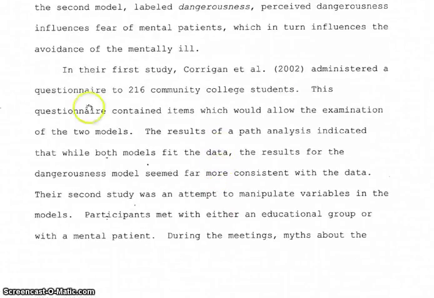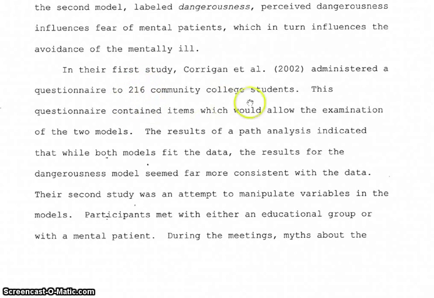All right, so now we're going to get into more of the actual heart of the study, because this is just foundational, fundamental information that the reader needs to be familiar with in order to understand the findings, presumably. In their first study, because again, remember that there were 2, Corrigan et al. administered a questionnaire to 216 community college students. So see how the author is careful to tell us what the pool of participants was.